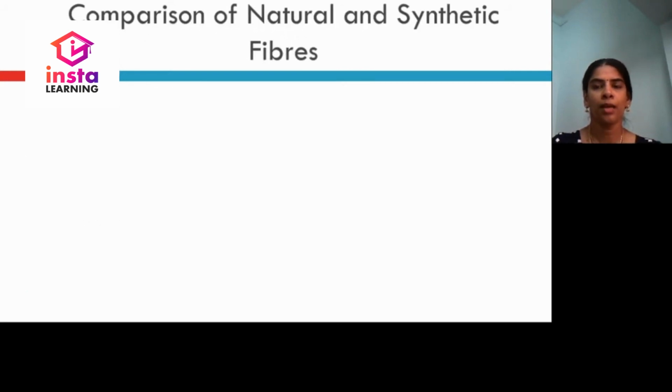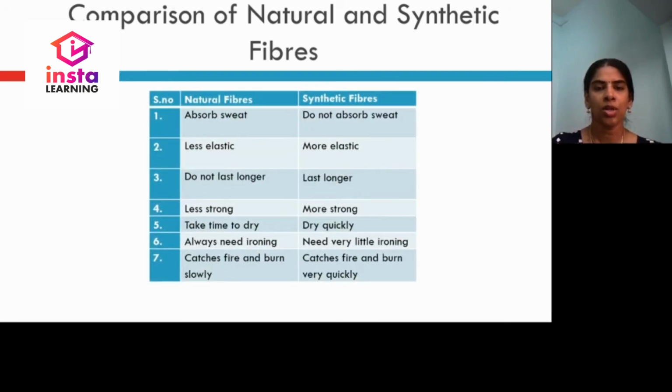Let us now compare natural and synthetic fibers. Natural fibers absorb sweat, whereas synthetic fibers do not absorb sweat. Natural fibers are less elastic, while the synthetic fibers are more elastic. Natural fibers do not last longer, whereas synthetic fiber lasts longer. Natural fibers are less strong, while the synthetic fibers are more strong.